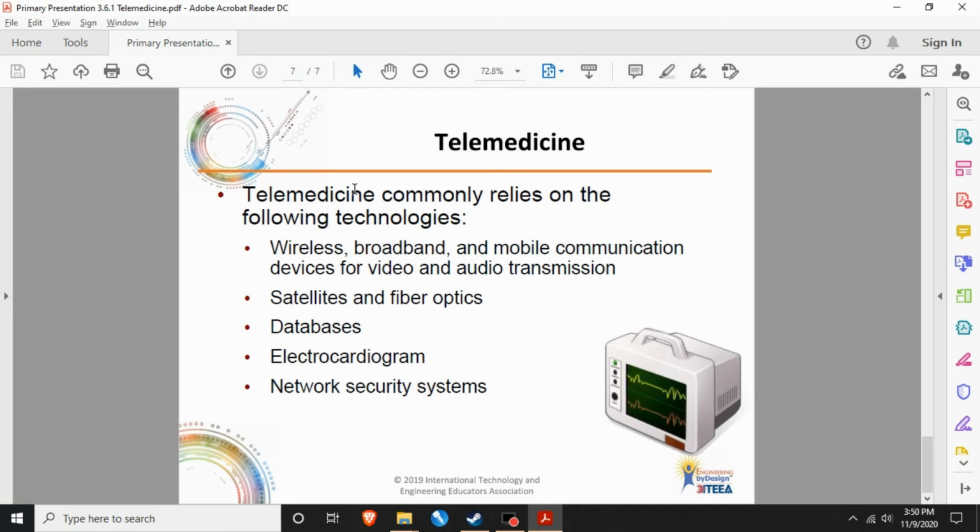Lastly, telemedicine commonly relies on the following technologies: wireless, broadband, and mobile communication devices for video and audio transmission. On one telehealth visit, I couldn't get through on their program, which was kind of like Zoom. It didn't work, so I ended up calling them on a cell phone. Other technologies include satellites and fiber optics, databases, echocardiogram, and network security systems. The databases is a neat one that I've gotten to see recently.